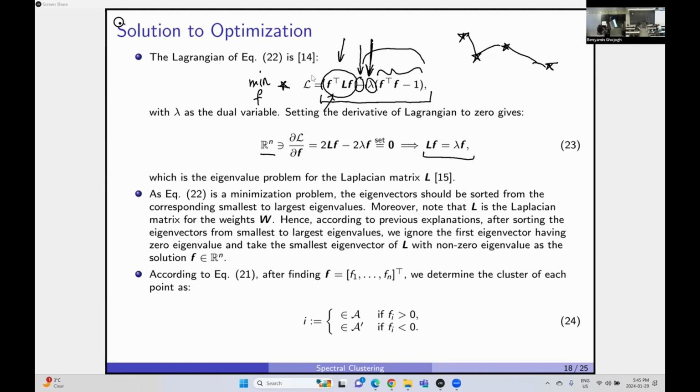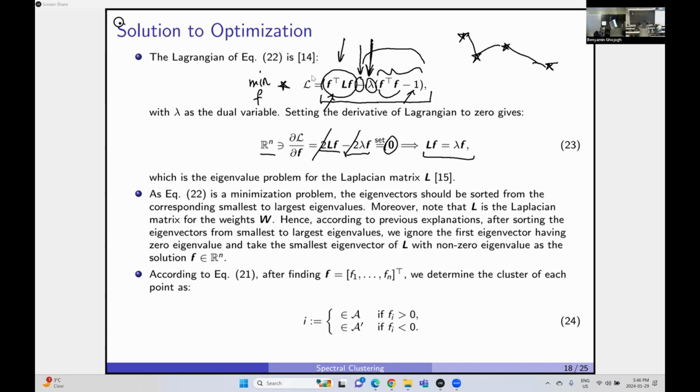Now it will be 2LF. This part is quadratic with respect to f, so its derivative becomes 2LF. And this part, minus lambda f transpose f, is also quadratic with respect to f. Its derivative becomes minus 2 lambda f. The third part, plus lambda, is a constant with respect to f, so it goes away. Set it to the vector 0. Rearranging the terms, these two twos cancel each other. You will have LF equals lambda f. What is that? Recall preliminaries. That's an eigenvalue problem for the Laplacian matrix L, where f is the eigenvector and lambda is an eigenvalue, right?